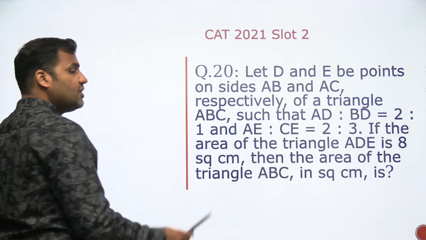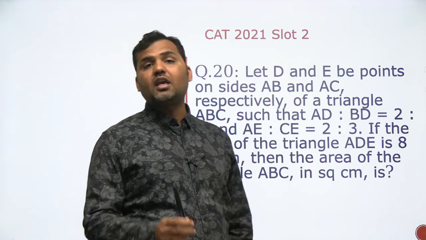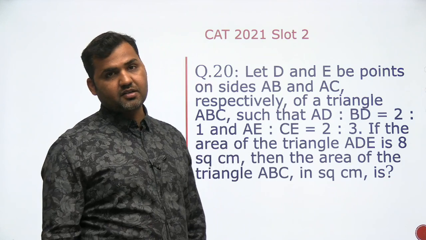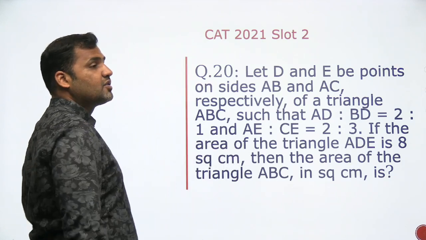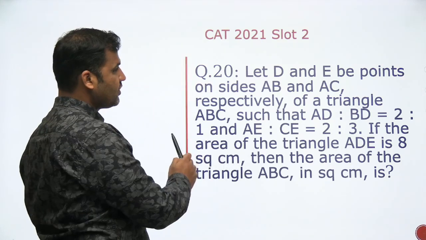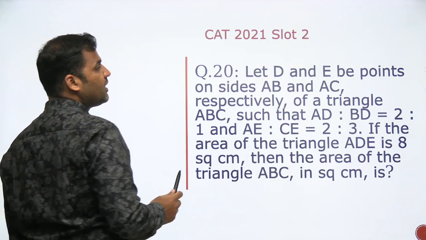So that's the reason students should not be leaving even a single topic of mathematics when they are preparing for CAT, because from which section an easy question will come, you'll never know that. This, you see, is so simple and easy one.